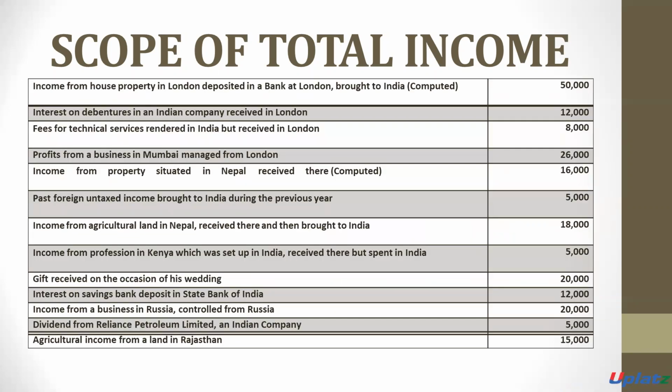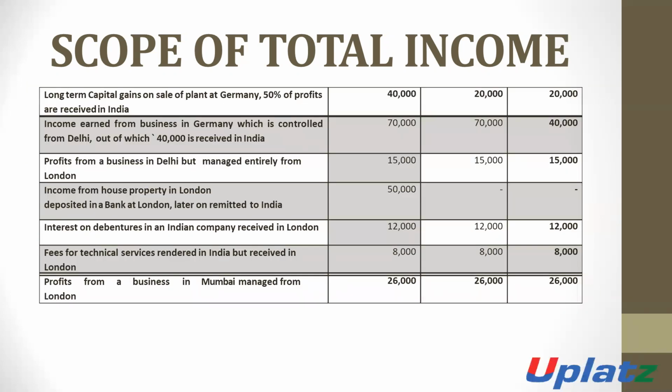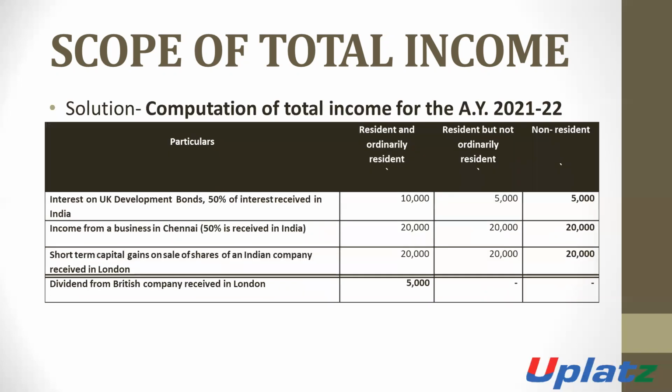Next is profit from the business in Mumbai, managed from London. Profit from business in Mumbai means such income and such profit accrues and arises in India. So it will be taxable in all cases. 26,000 taxable in all the cases.